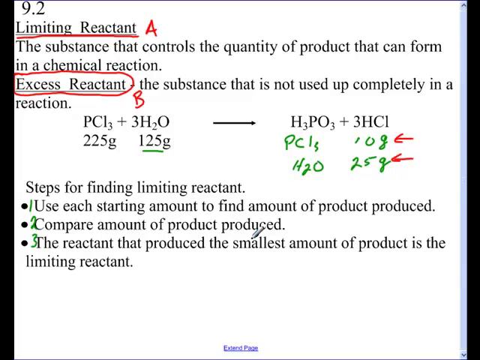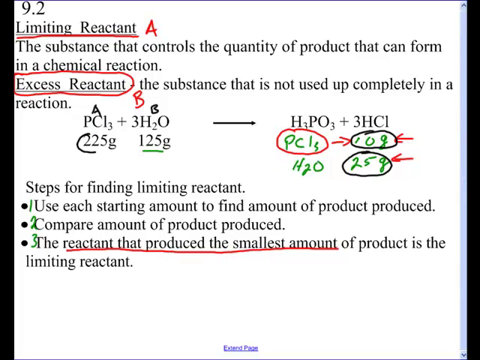And then here's the big overriding principle for all this. The reactant that produces the smallest amount, that's our limiting reactant. So PCl3 produced that amount, so it is our limiting reactant. In the case of the little demo you just watched, the PCl3 would be A, the water would be B. With water, we could still make more. Look how many grams of product we could make with our 125 grams of water. However, the important thing to note is this reaction is going to stop when we've made 10 grams of HCl because all 225 grams are used up. All right, so that is basically what we're doing.